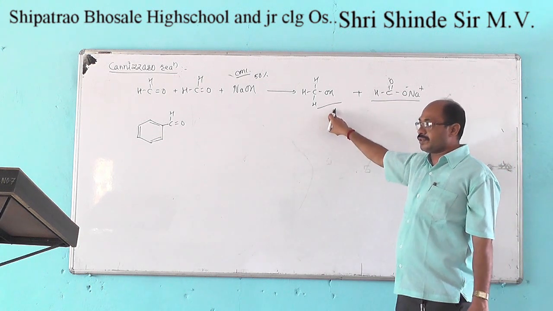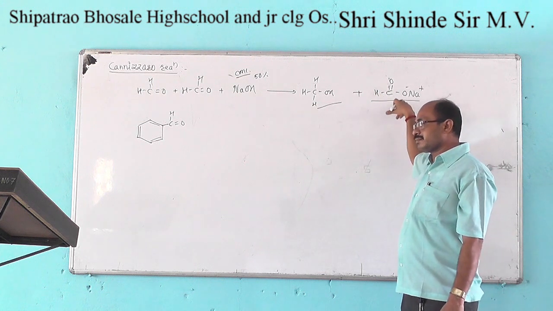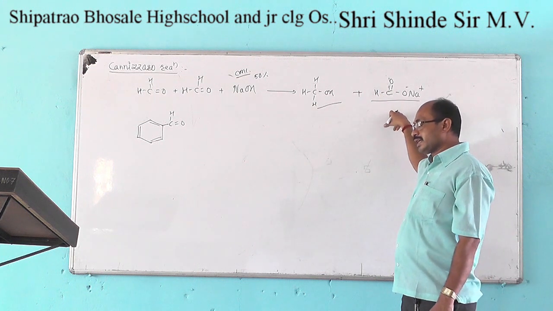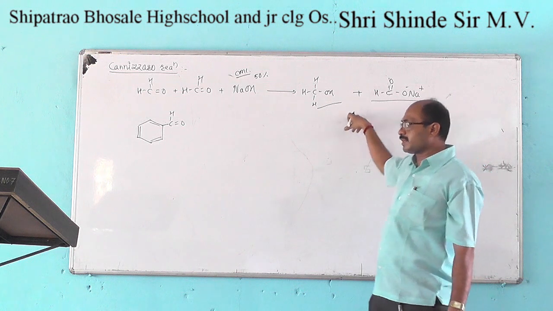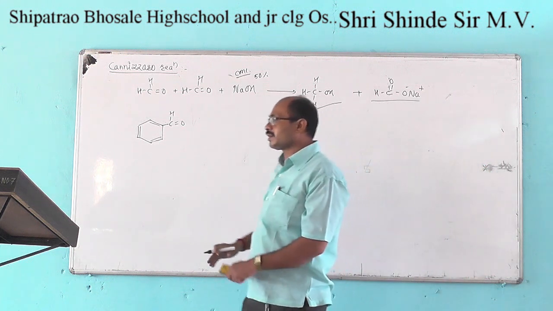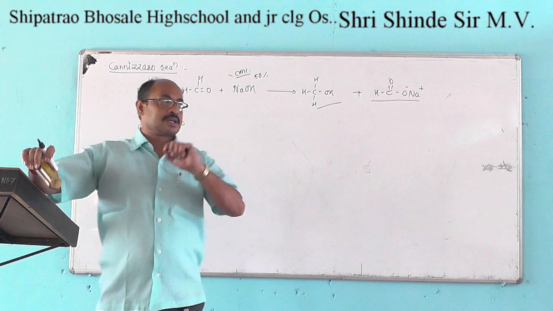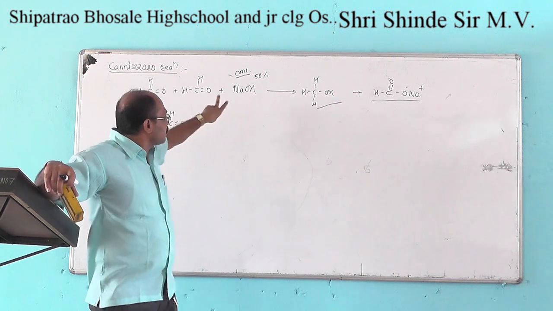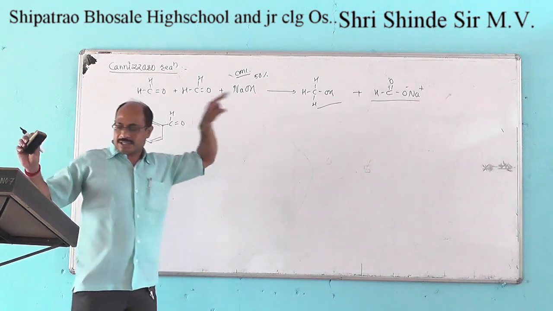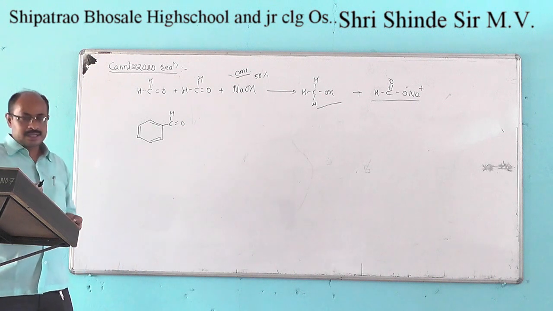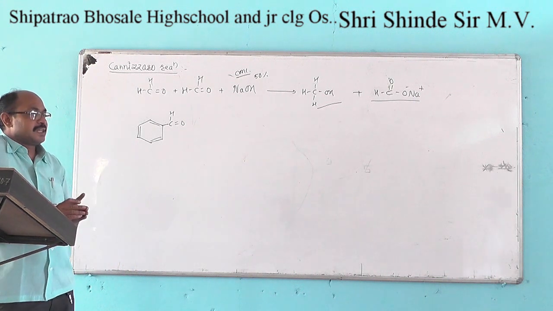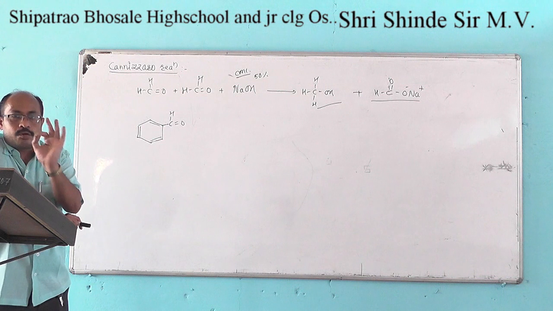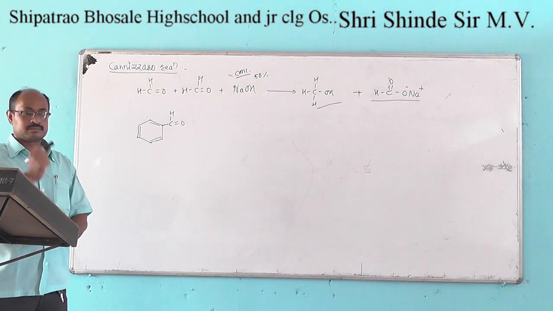Reduction gives us the formation of alcohol. At the same time, oxidation is conducted on another molecule of the same compound to form the corresponding salt of carboxylic acid. It means oxidation and reduction, both reactions, are conducted at the same time. So we consider this reaction as a disproportionation reaction.